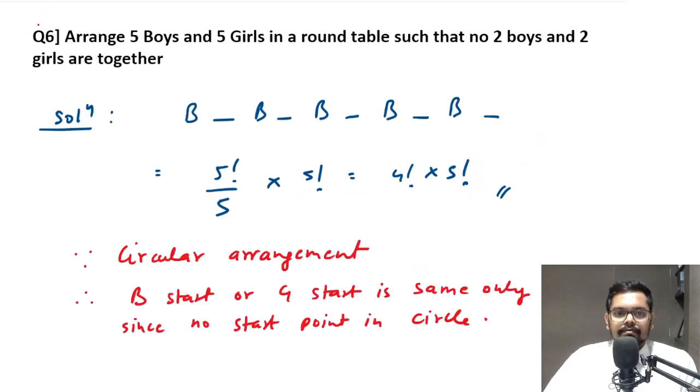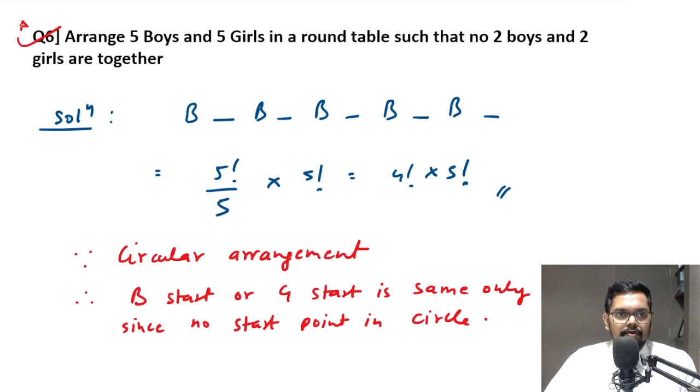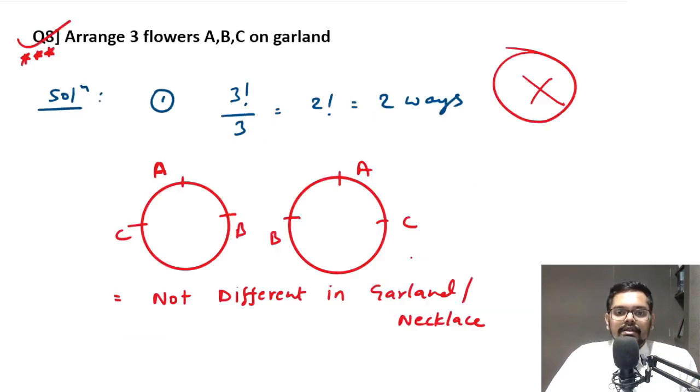Then this is also a star question: arrange 5 boys and 5 girls in a round table such that no 2 boys or 2 girls are together. You might say 2 times of this thing, which is wrong, because no start is there in the circle. So do not say B started or G started, right? Then we have seen this thing which was easy.